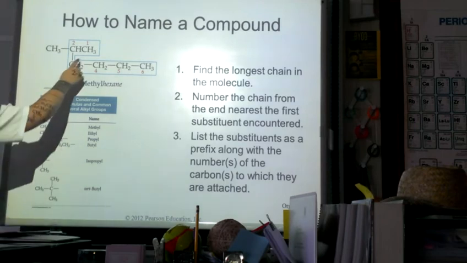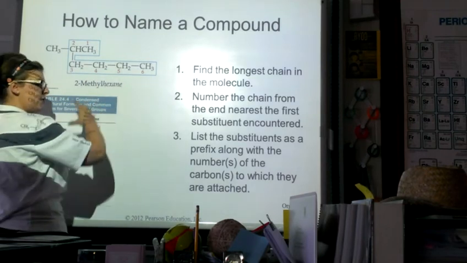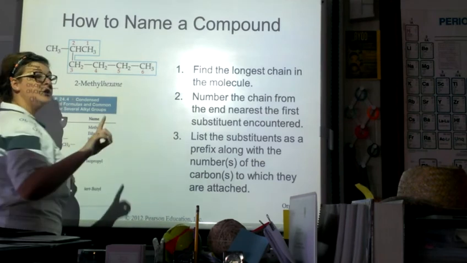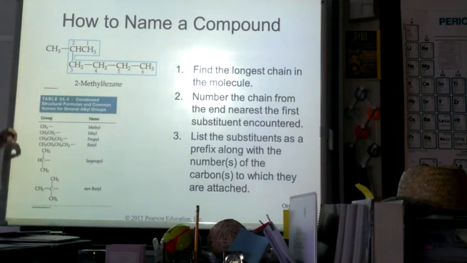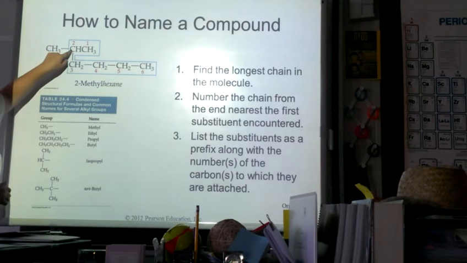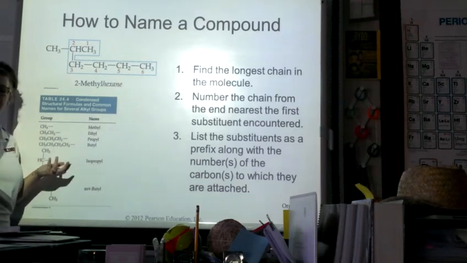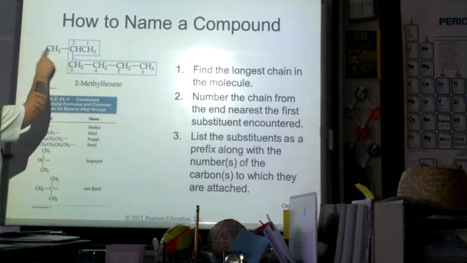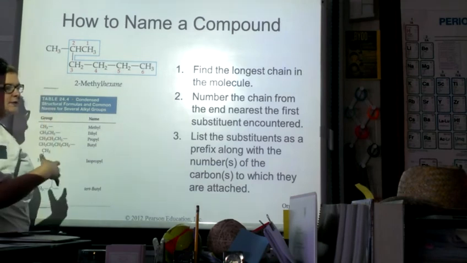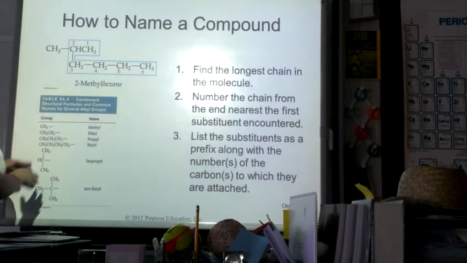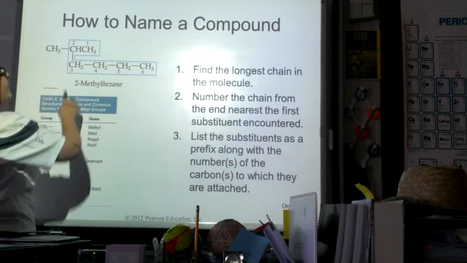So all of these are just my single carbons. I have a really nice long carbon chain, but I do have one extra group attached. Which carbon? It's attached to carbon number 2. So carbon number 2 has a CH3 group attached to it, and if you look at table 24.4, it gives us some common names of some substituent groups. So CH3 is a methyl group.